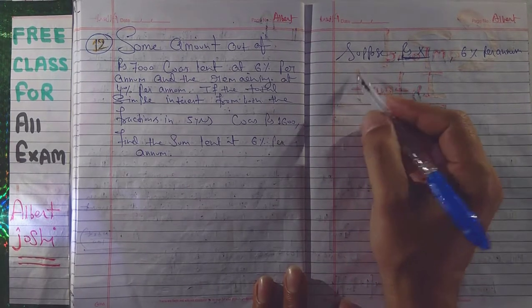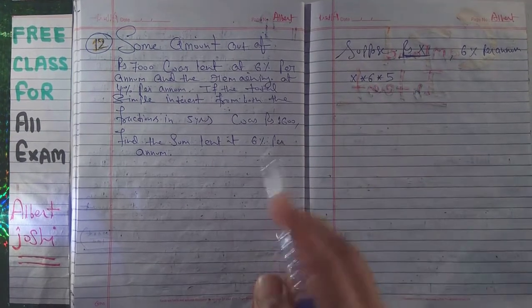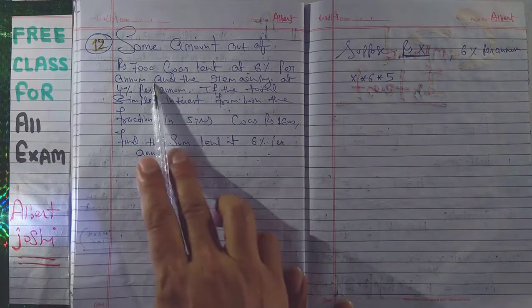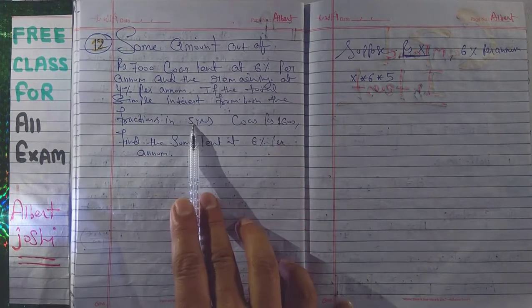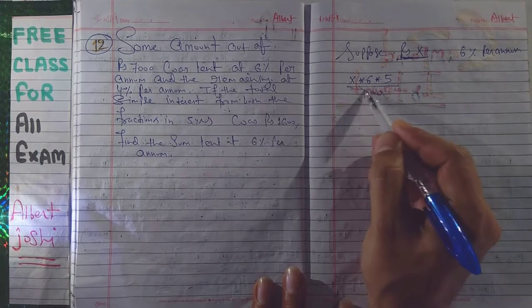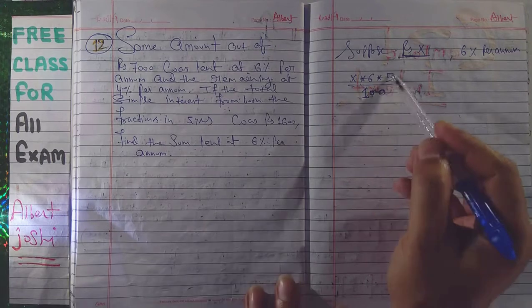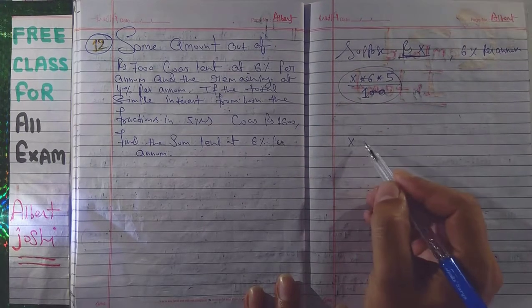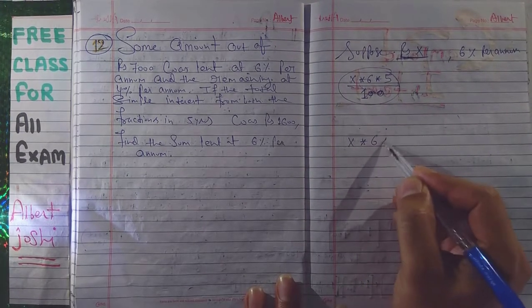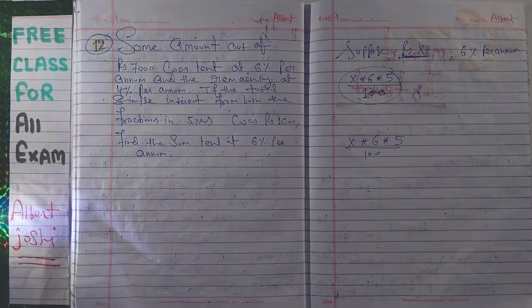What has he given us? P into R into T upon 100. T is 5 years. Your T is 5 years, upon 100. Your P, okay, I will write here: P into R into T upon 100.